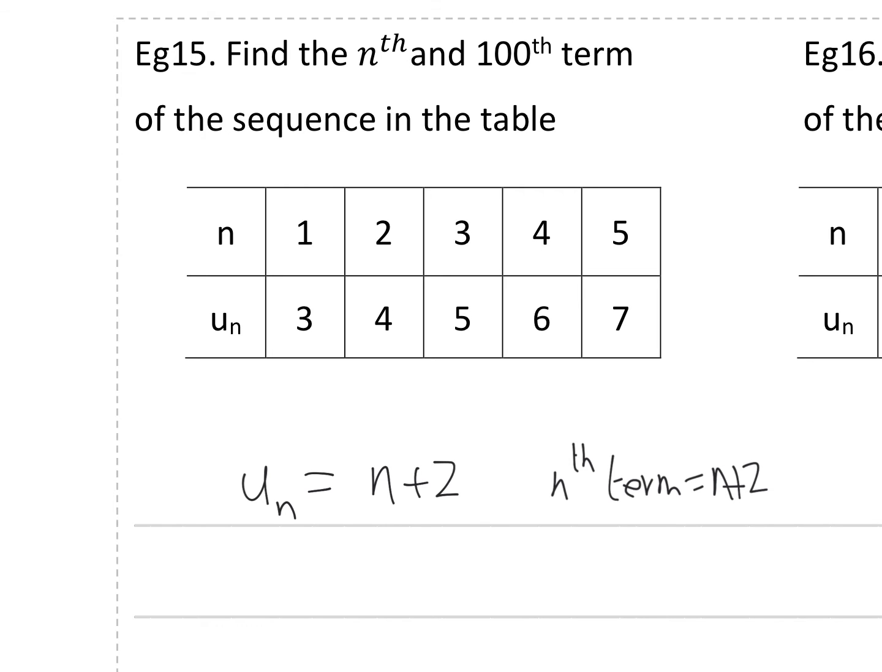If you want to work out the 100th term, you can write down u100, or you could write down just the 100th term. u100 is shorter, which mathematicians like. And you simply put in what number n is, in this case 100, into this formula. So that would be 100 plus 2, which is 102.